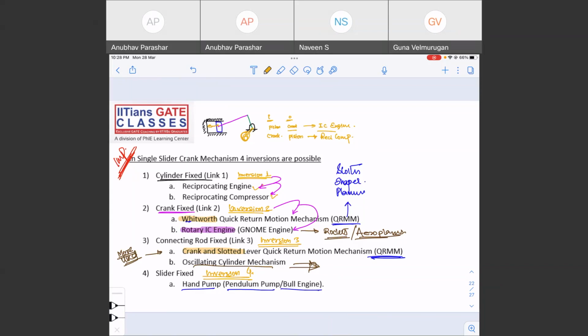Which of the following mechanisms does the Shaper machine use, right? You might be given four options. So all different combinations of questions can be asked. So please revise this very carefully. Shall we move forward?